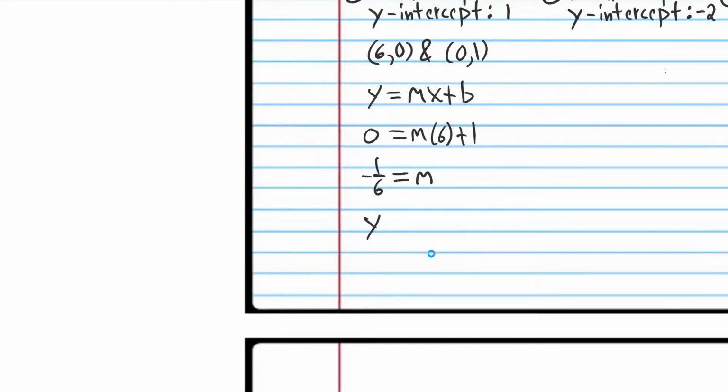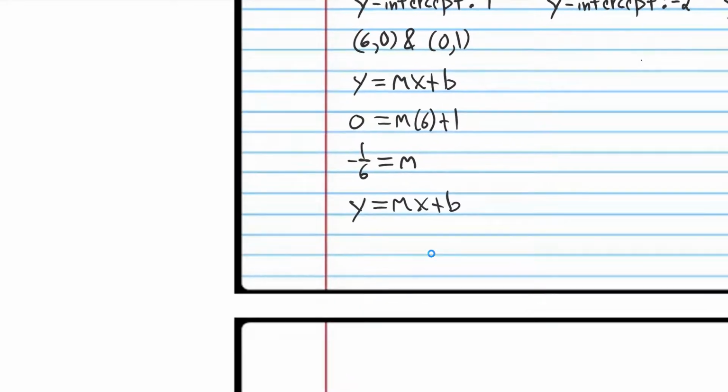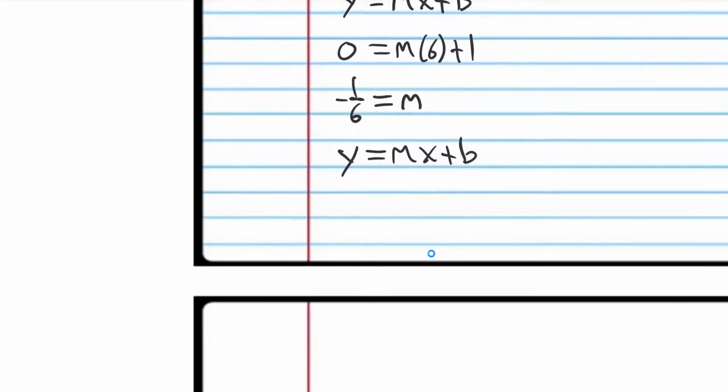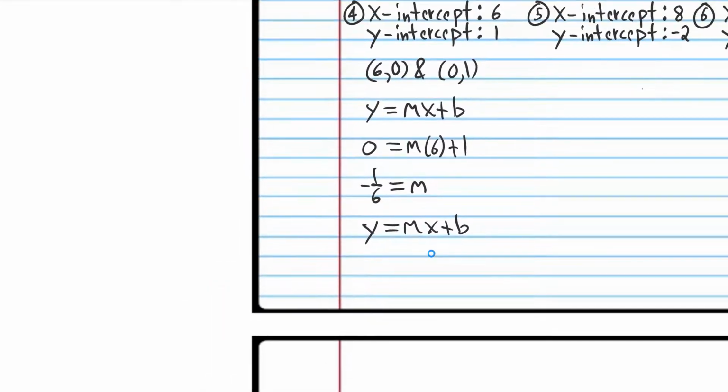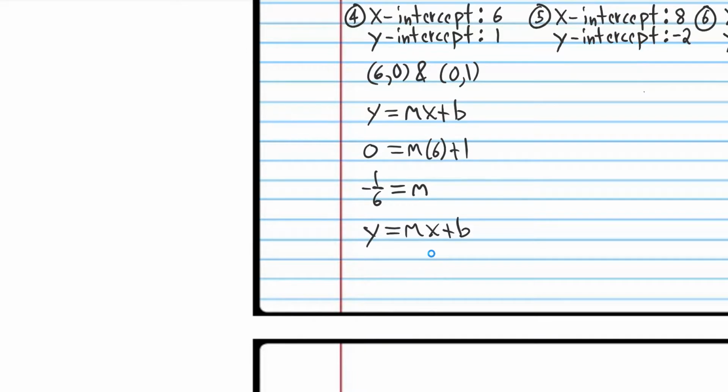So now we can just write the equation of the line. So y equals mx plus b. And again, you could write point slope form if you wanted to, but I would prefer just slope-intercept. So plug in the slope, which we just found is negative 1/6, and b we already knew was 1. Remember, b is the y-intercept.